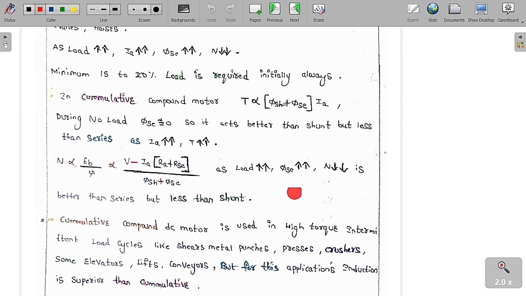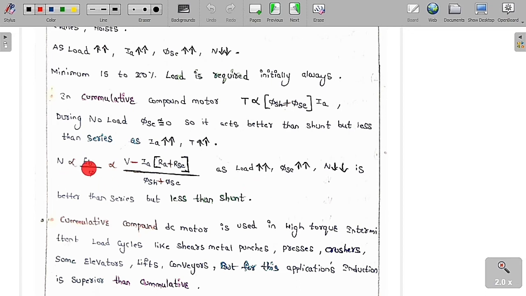So this graph is always going to lie between the shunt and the series. It is better than series but lesser than shunt. This is the graph that we are going to get finally. This is a very important point that you always need to keep in mind.